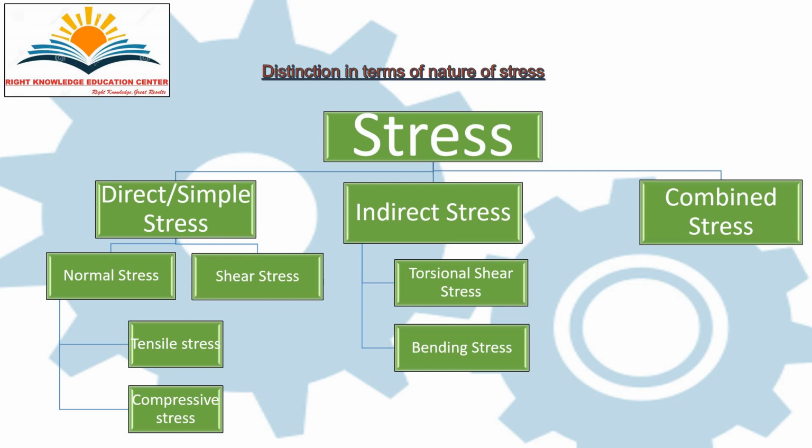Normal stress can again be categorized into two parts. One is tensile stress and the other is compressive stress. Now indirect stress are mainly of two types. One is torsional shear stress and the other is bending stress. Combined stress is actually a combination of direct stress and indirect stress.